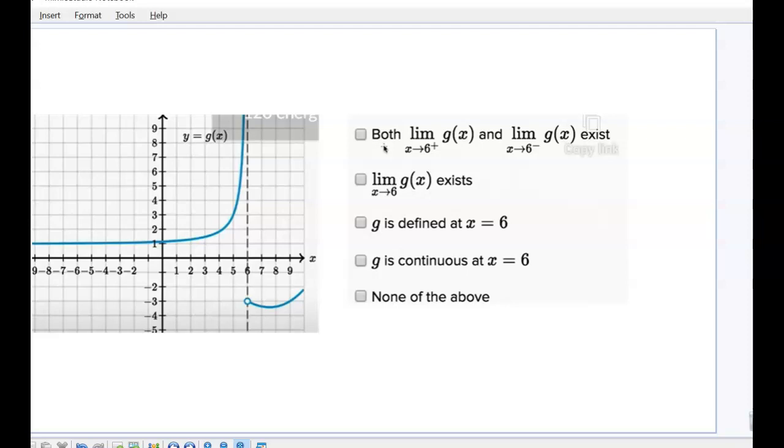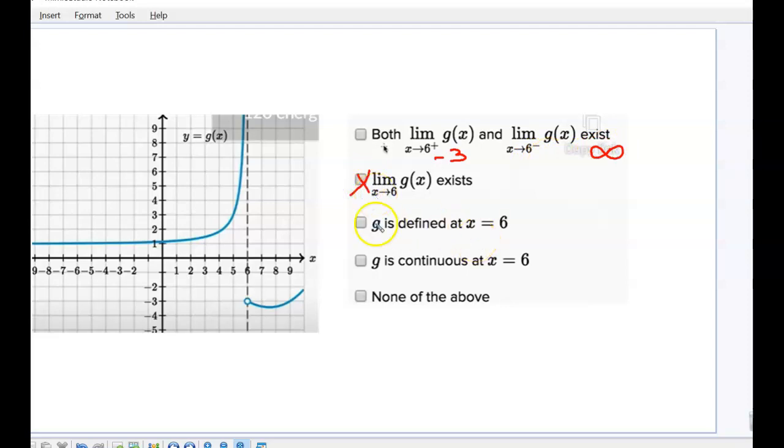Both the limit as x approaches 6 from the positive side of g of x and the limit as x approaches 6 from the negative side of g of x exist. Well, approaching 6 from the right side, I'm approaching a value of -3. Approaching 6 from the left side, it does not exist. It's going to infinity. So therefore, we cannot say the limit at 6 exists.